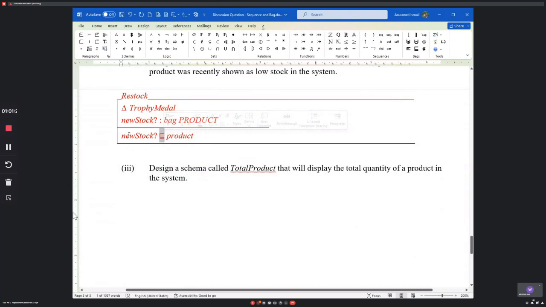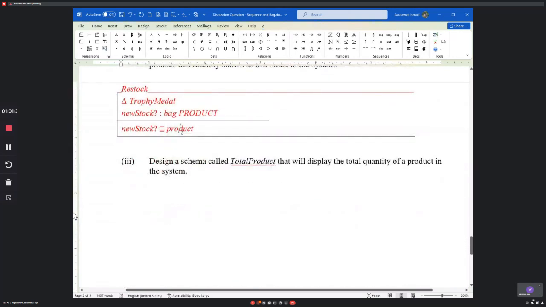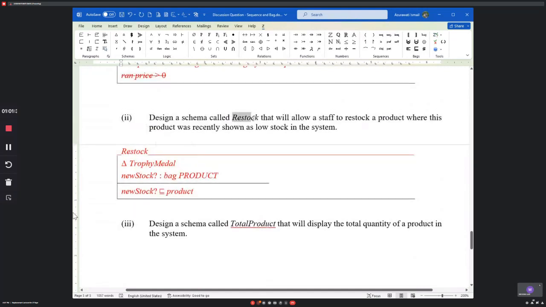So when you do this, it means that the stock you want to add into your product exists in your database, because this is restock, not add new stock. This is restock, meaning you want to add the quantity of product into your database. So it must exist in your database. So you use that sub bag symbol.